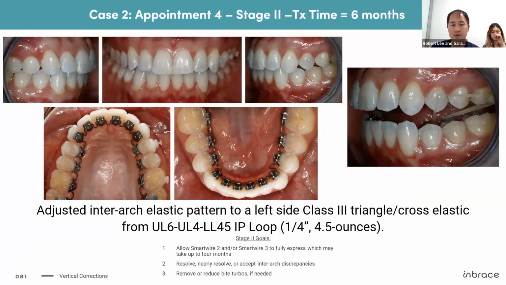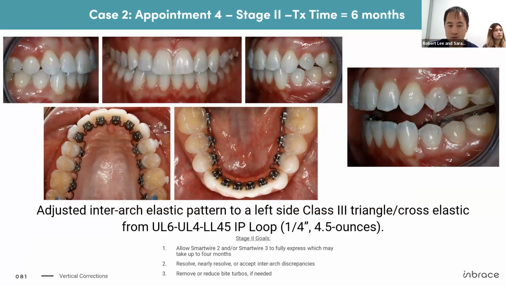In the next appointment, we're just adjusting the elastic pattern. I was trying to get a little bit more bite settling. I was trying to bring that upper left 4 down as well. So I put a button on the upper left 4 and switched to a class 3 cross triangle elastic. At this point, with the stage 2 goals, we're pretty much done with them. We've allowed the SmartWire-2 to express for the last couple months.